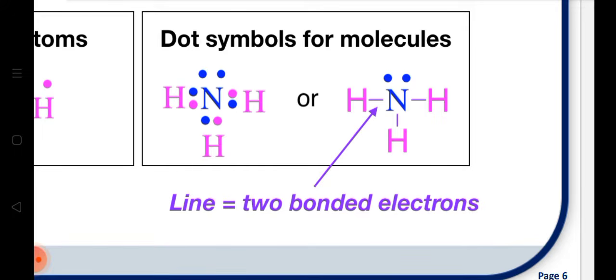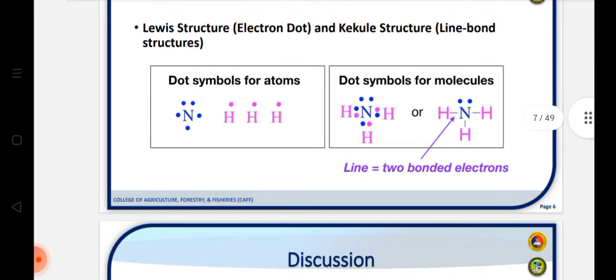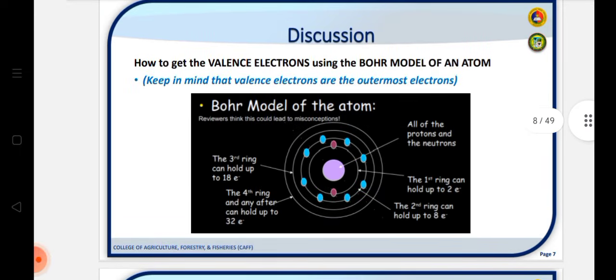Question, ma'am, why are the 2 electrons on top of nitrogen not bonded? Okay, these electrons on top of nitrogen, we call non-bonding electrons or lone pair of electrons. They are still part of the octet rule. If we count 6 plus 2, we get 8. It also follows the octet rule. Only, these electrons on top of nitrogen are not involved in bonding. So we also call them non-bonding electrons or lone pair of electrons.